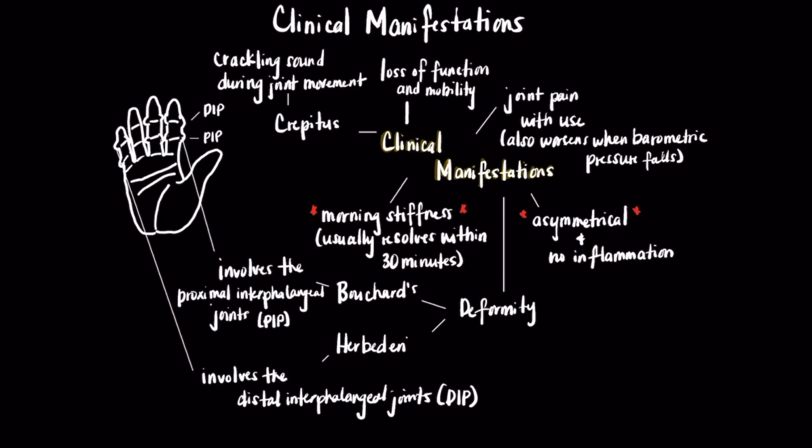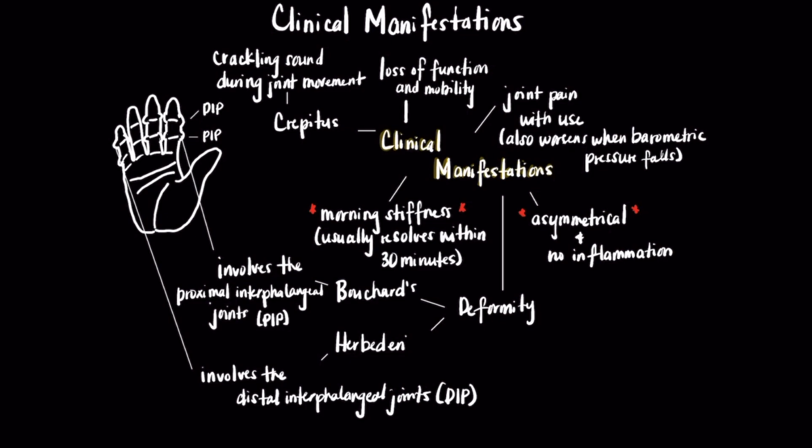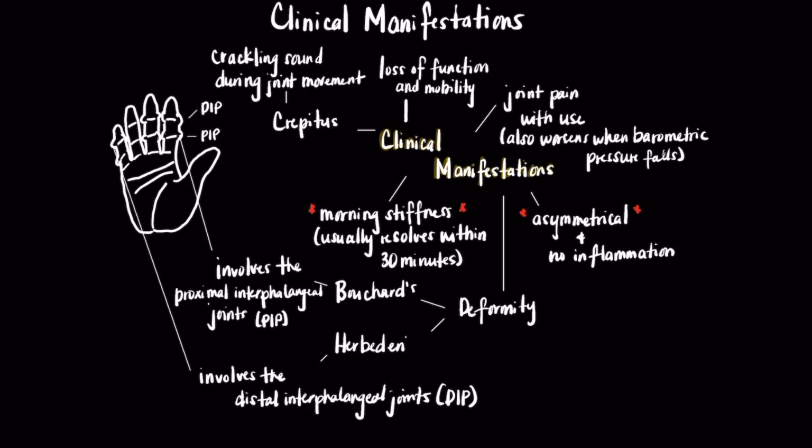So with clinical manifestations, obviously you would see joint pain with the use of a specific joint. It's also important to note that pain usually occurs as the barometric pressure falls as a result of weather changes. For example, people tend to experience joint pain when flying due to the high altitude and thus low barometric pressure. People with osteoarthritis can also experience loss of function and mobility as a result of pain and deformity. In contrast to rheumatoid arthritis, osteoarthritis will have no inflammatory signs and symptoms such as any fevers and will be asymmetrical in its manifestations.